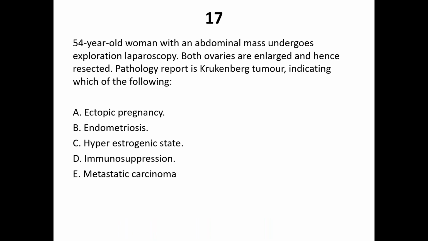A 54-year-old woman with an abdominal mass undergoes exploratory laparoscopy. Both ovaries are enlarged and hence resected. Pathology report is Krukenberg tumor, indicating which of the following? Ectopic pregnancy, endometriosis, immunosuppression, metastasis, or hyperestrogenic state.